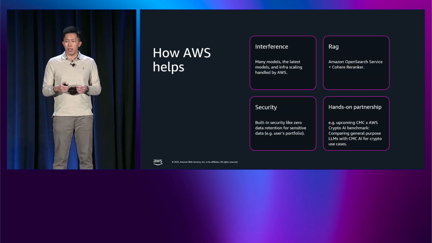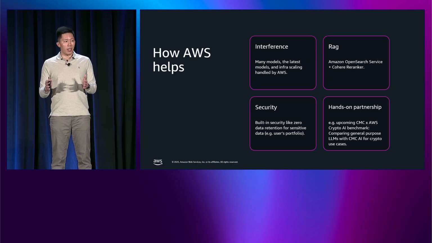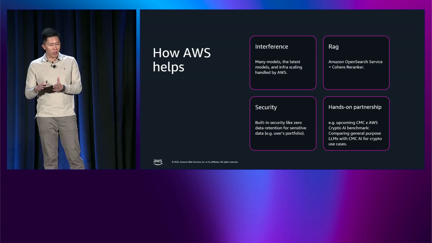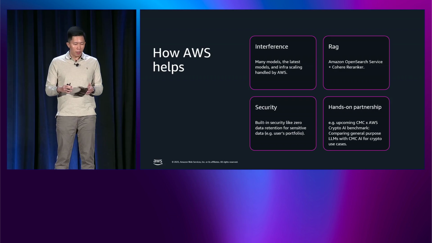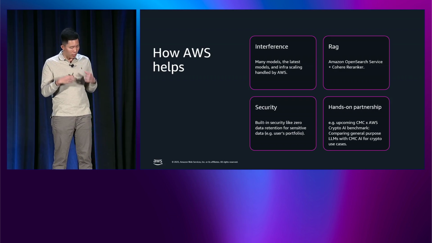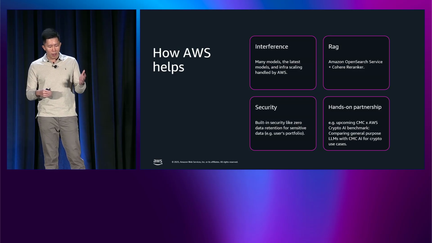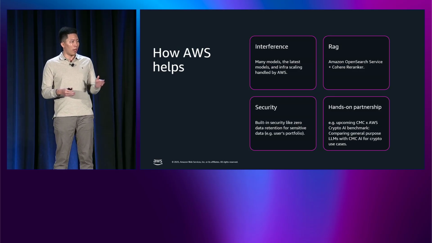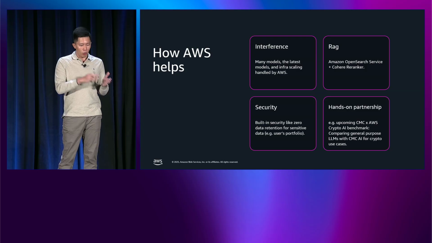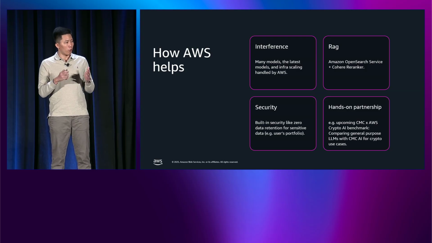And the fourth is hands-on partnership. Since the beginning, Amazon hasn't been just an inference provider. They have always been very helpful, offering deep technical support. And in fact, we are working together on a crypto AI benchmark. And this benchmark will compare general purpose chatbots with CMC AI's ability for crypto use cases.